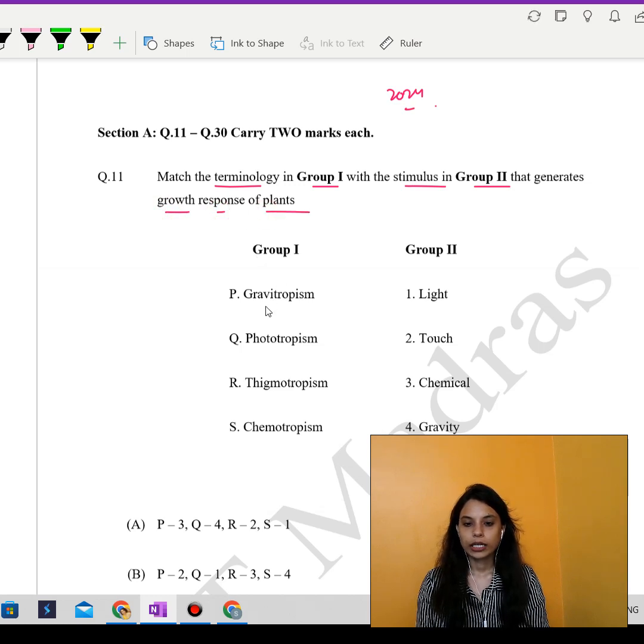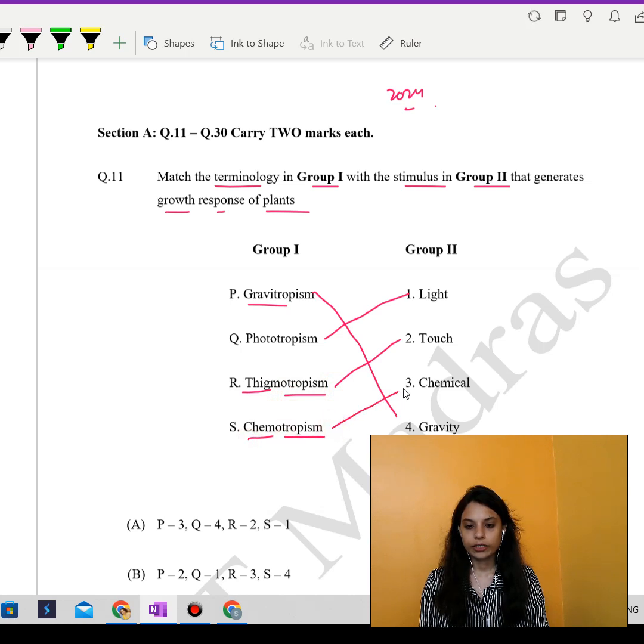Now with gravitropism, we can go with gravity. With phototropism, we can go with light. With thigmotropism, we can go with touch. With chemotropism, we can go with chemical. Now, let's discuss these terminologies.